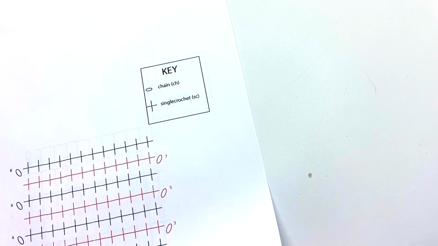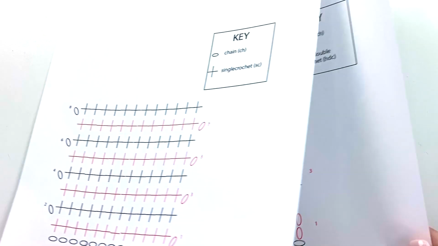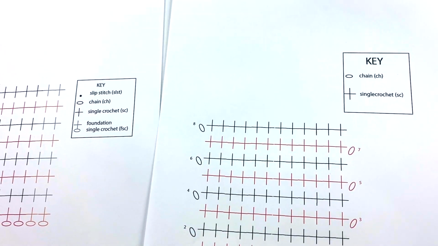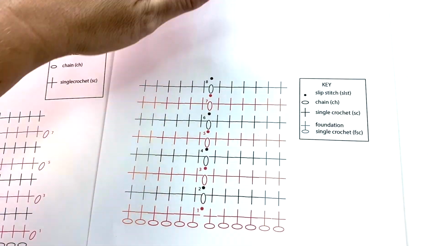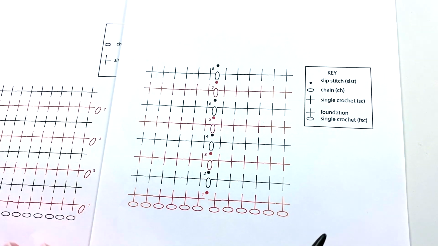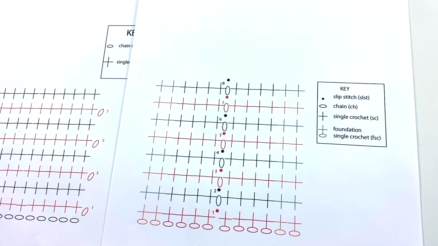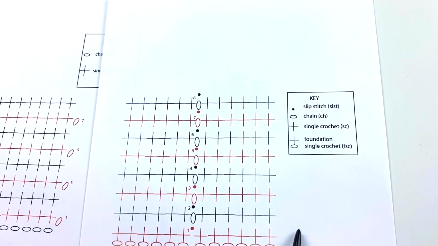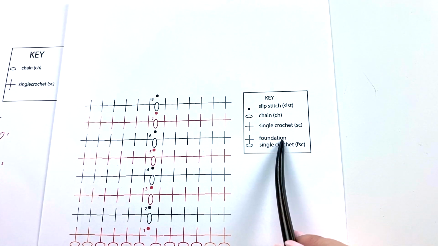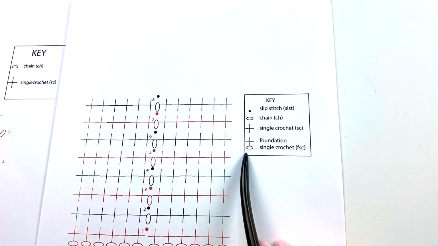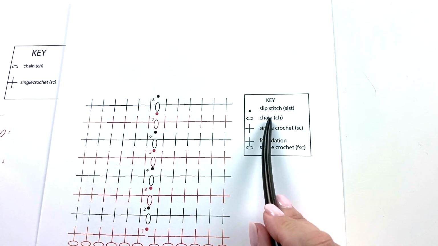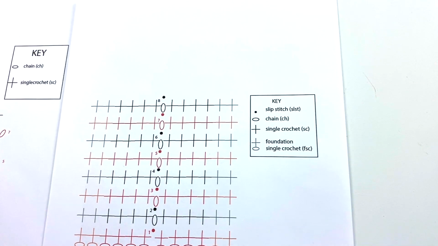Now, to show you this side by side with an example of working single crochet in the round versus in the rows, here is another sample of working single crochet. But notice how this pattern is slightly different. There are a couple changes actually. So we'll refer to the key first, and notice we have a foundation single crochet, then we have a single crochet, a chain, and a slip stitch.